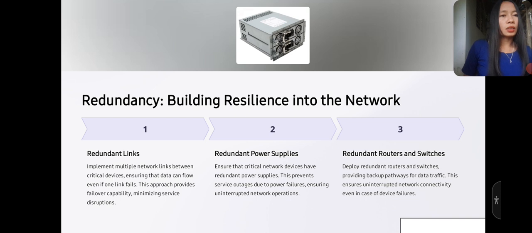Deploy redundant routers and switches, providing backup pathways for data traffic. This ensures uninterrupted network connectivity even in case of device failures. Og there are examples of routers and switches. First is the duplicate system. With the same model software and connections can be used in any key network locations.